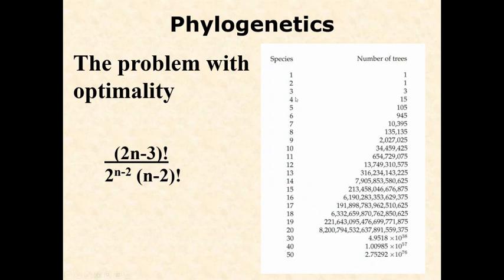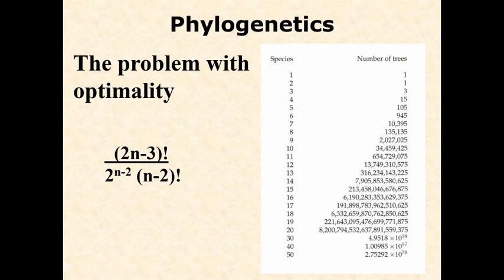But notice that as we're going up, adding 1 species to our analyses, this number gets bigger and bigger and bigger and bigger. By the time we have somewhere in the neighborhood of 50 species, there are approximately the same number of possible phylogenies as there are atoms in the visible universe. It's just an incomprehensibly large number. Even our best computers cannot evaluate every single possible tree.